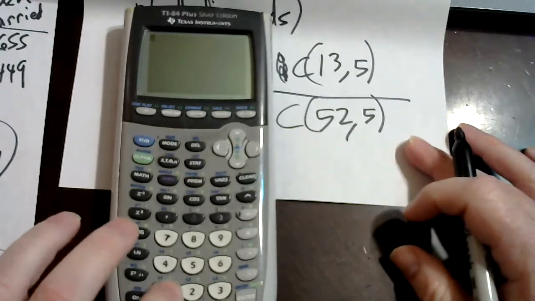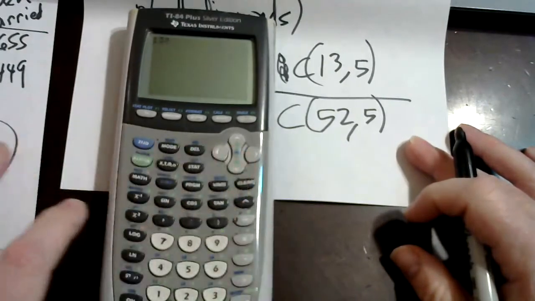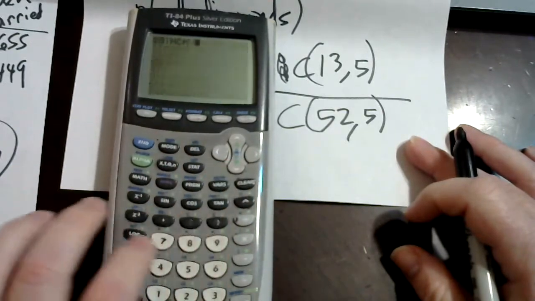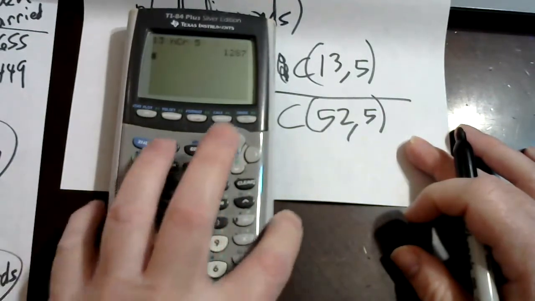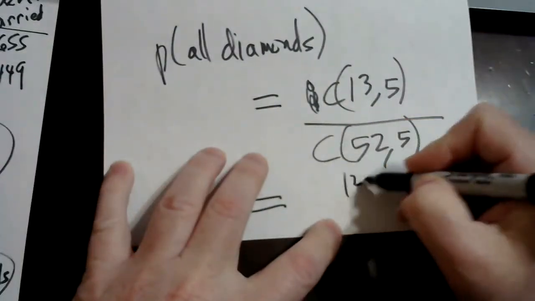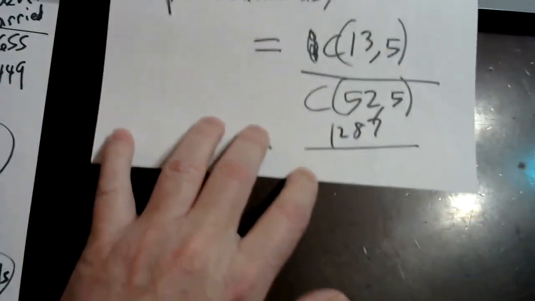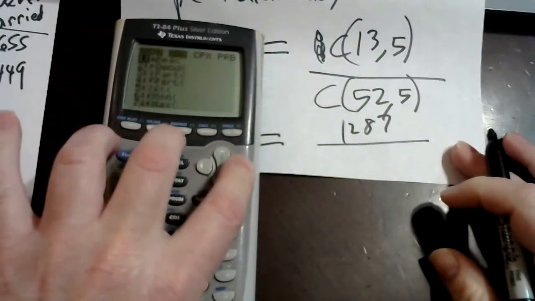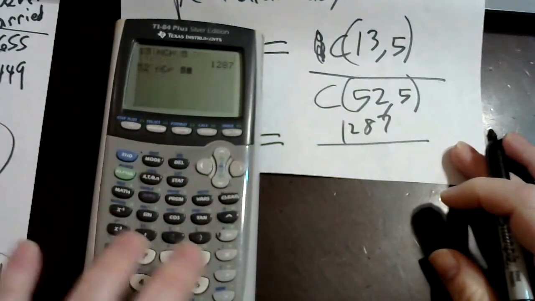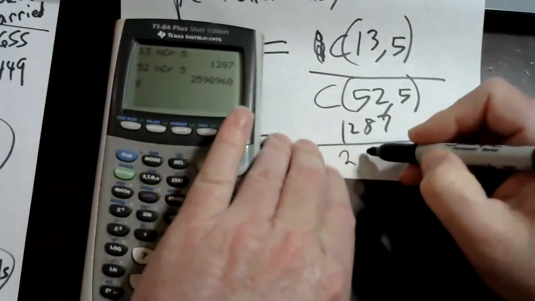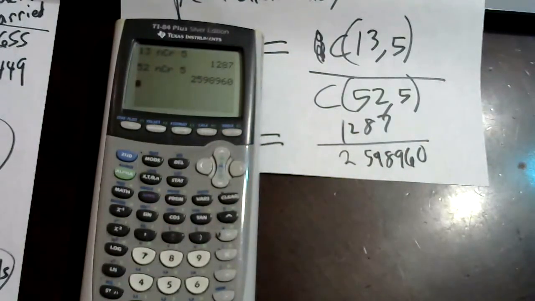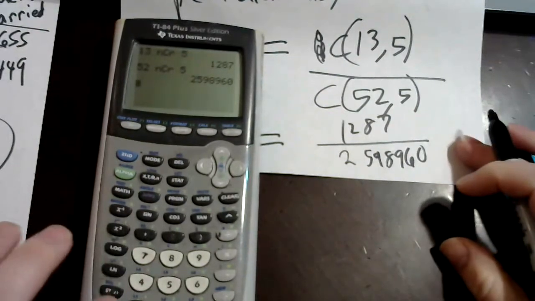So 13 choose 5. Remember, you enter the 13 first, and then go to math, probability, use the combination symbol. So 1287 is the number on the top. But now let's do 52 choose 5, which is going to be a lot bigger. So it's that huge number. Well, let's take the ratio of those two guys.